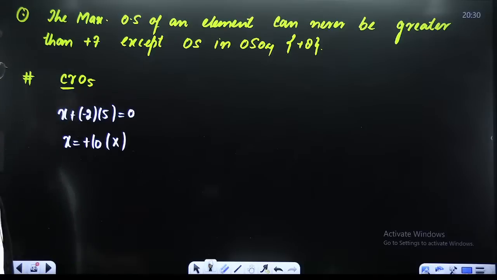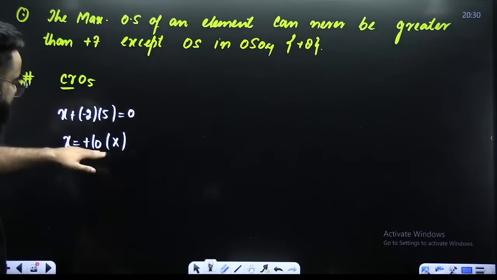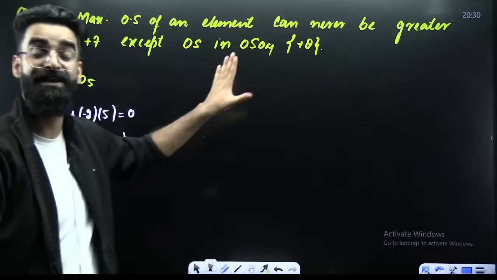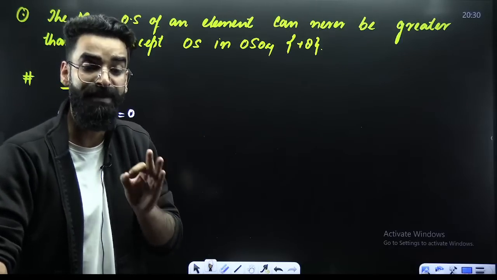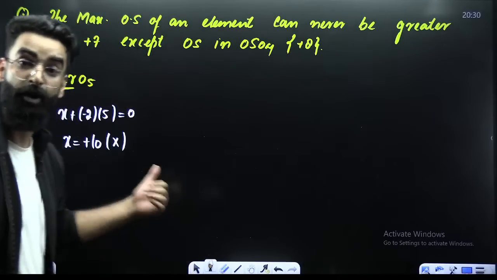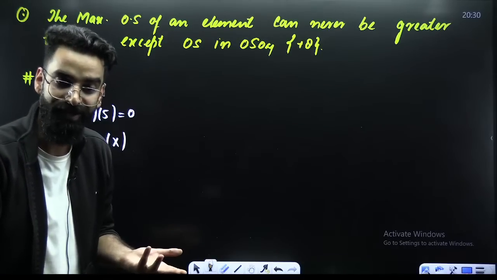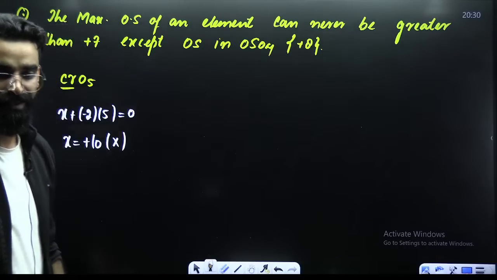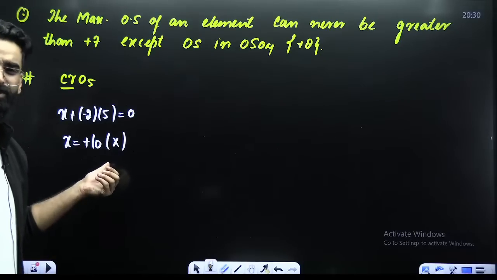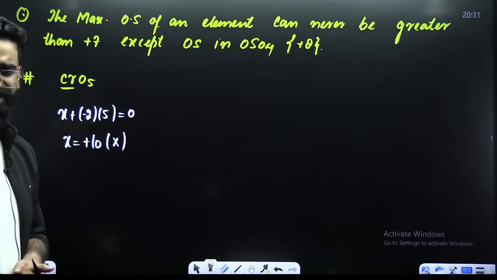But is the +10 oxidation state possible? The maximum oxidation state of an element can never be greater than +7. And over here it's coming out to be +10. What's the logic? What are we doing? This is not possible. That means there is some mistake which we are doing.